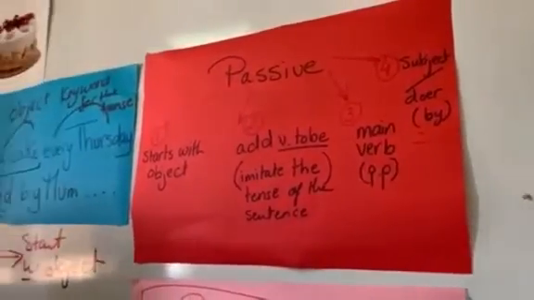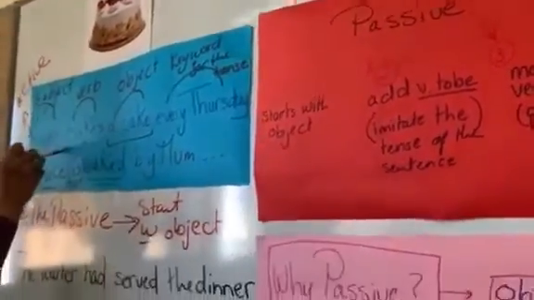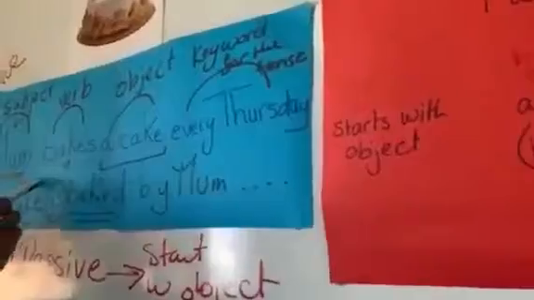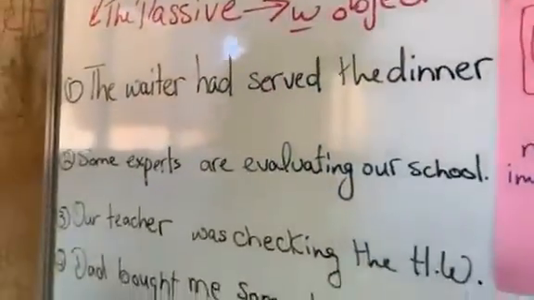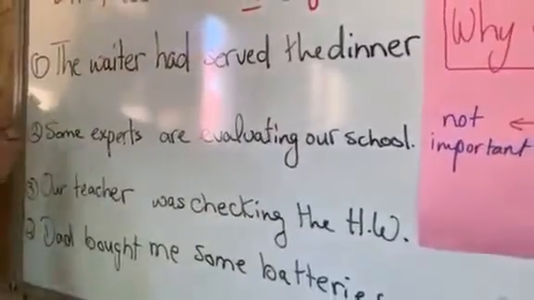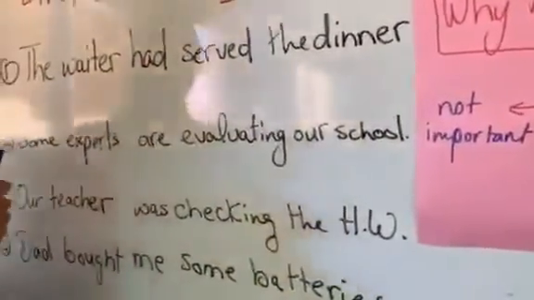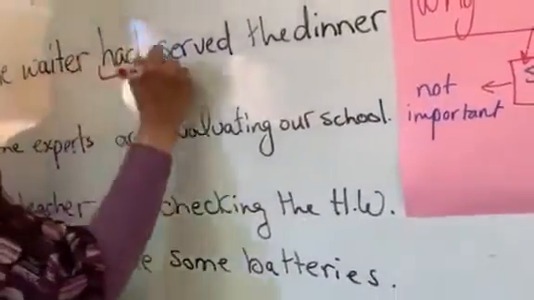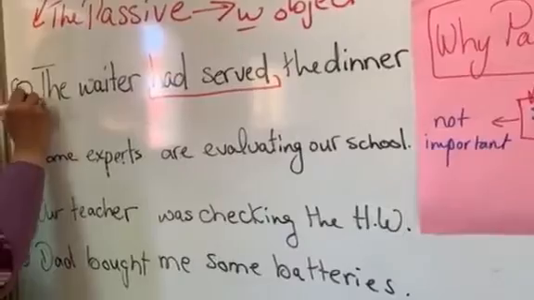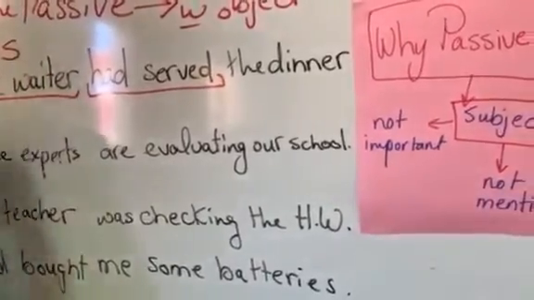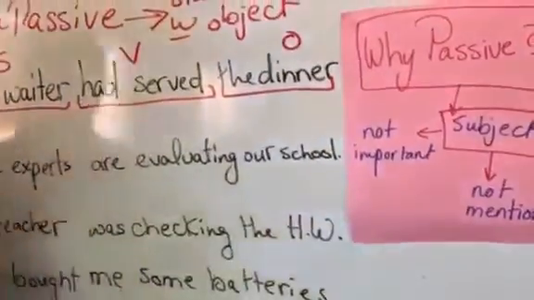Now, let's try different tenses. Okay, here we answered in the present simple. Now we're going to use another tense. Look here at these sentences. Number 1, the waiter had served the dinner. Which tense is this, please? Okay, let's revise the sentence. This is the subject, this is the verb, and this is the object.